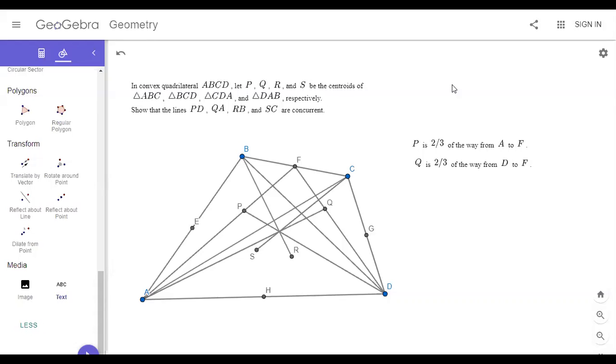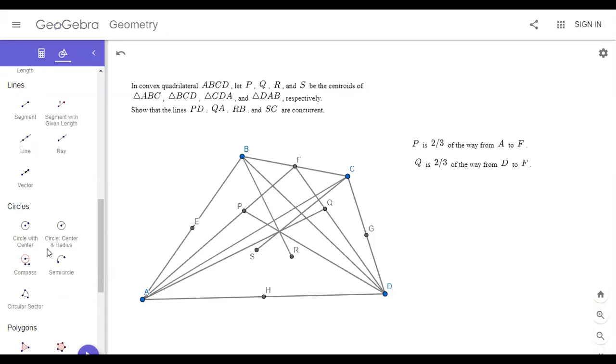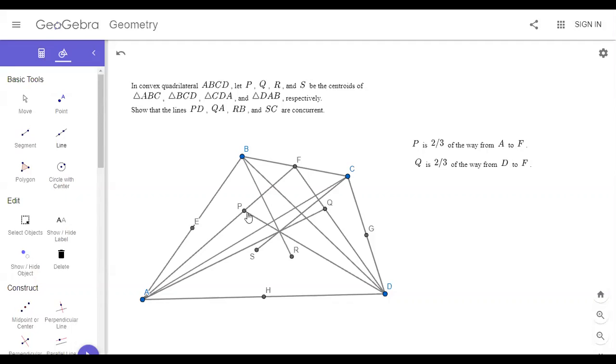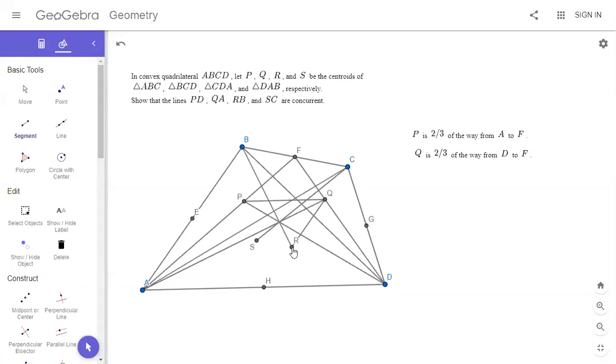I'm trying to formalize this. So first of all, they're all parallel to the sides, right? So PQ, each one's parallel to the opposite side. And the figure is similar, like ABCD is similar to PQRS. So I can see that they have the same angles.